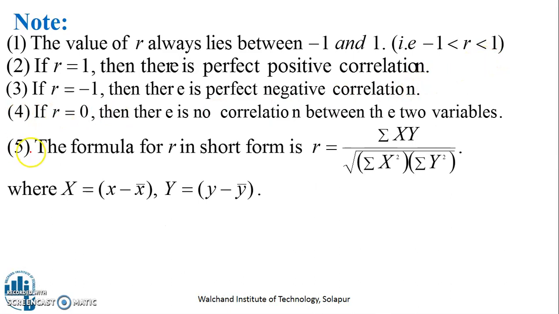Now fifth note, there is a short form of the formula for calculating r, that is r equal to summation of XY, here X and Y capital, upon square root of (summation of X square) into (summation of Y square), where capital X equal to small x minus its mean x bar and capital Y equal to small y minus its mean y bar.